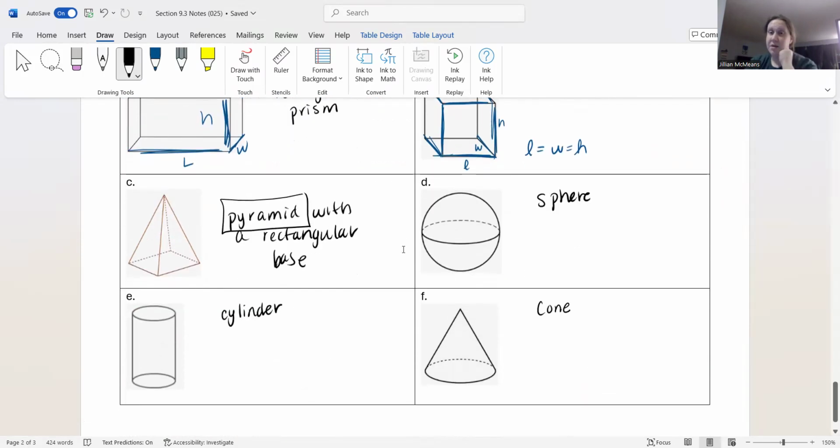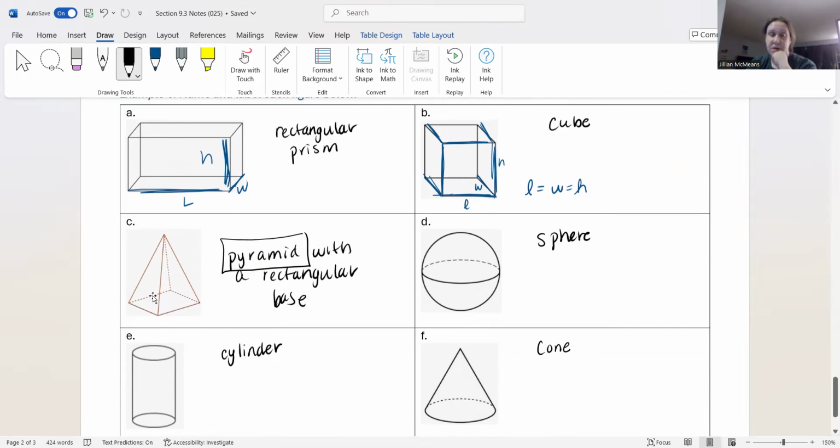When you're dealing with solids, a lot of times we'll talk about a base again. Like with this pyramid, the thing it's sitting on is its base. The cylinder, the thing it's sitting on is its base. The cone, the thing it's sitting on is its base. We'll talk more about those formulas when we get to them though.